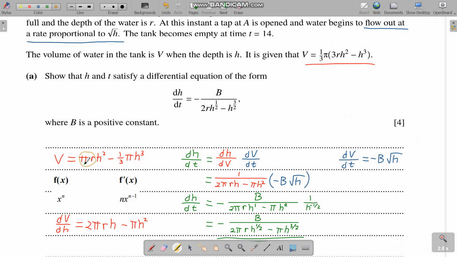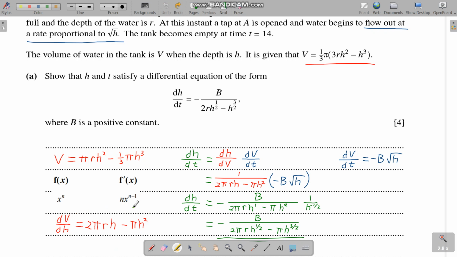Pi r is just a constant, so just rewrite the pi r. This 2 goes down, 2 times, the new power is 1, so this is the derivative. And for this term, same thing, 1/3 pi is just a constant. You bring the power down, 3 times 1/3 is just 1, the new power is 2, so this is the dV/dh.